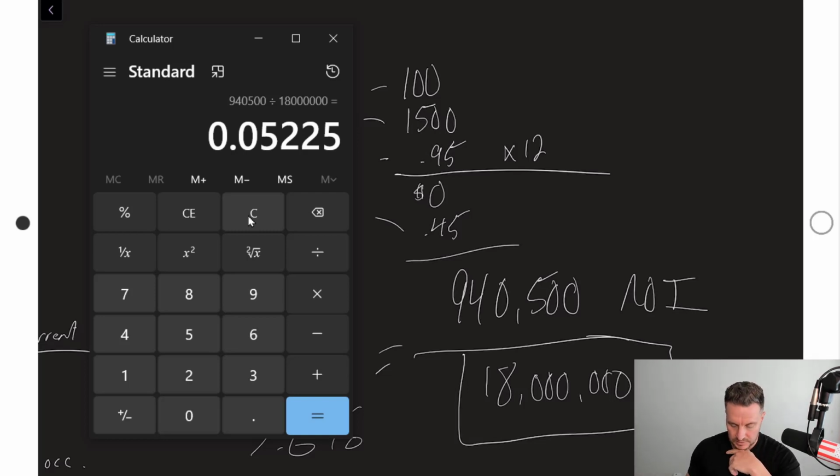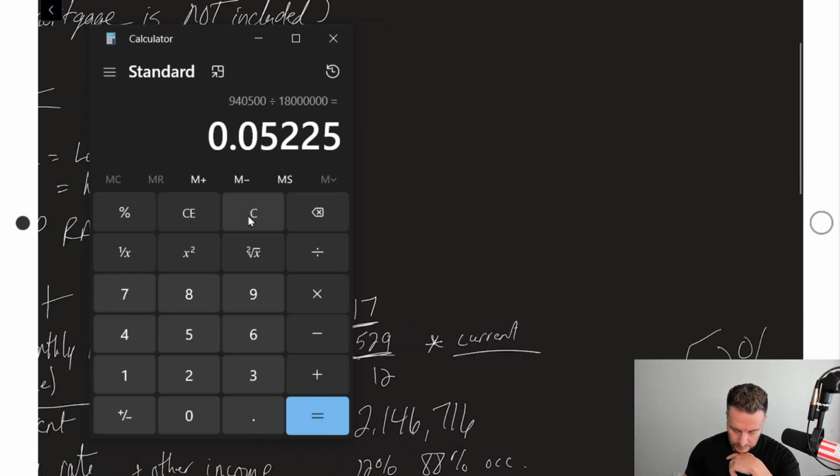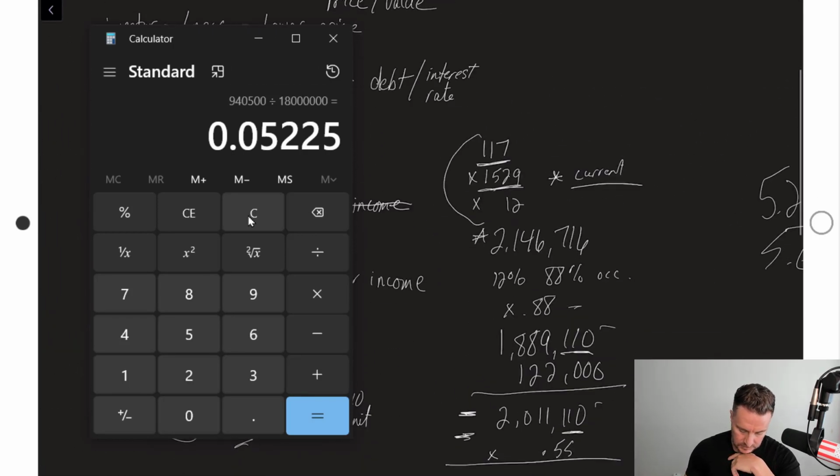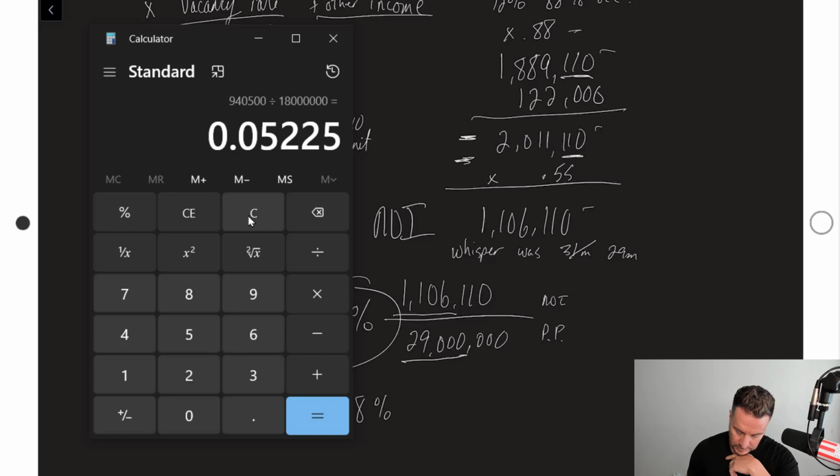It's not that complicated. Quick review, we'll do it one more time. It's number of units times the average monthly rent, then you're going to annualize it, then you're going to get a gross rent, then you're going to times it by a vacancy rate, then you're going to add other income, and then you're going to times it by your expense ratio. Boom, you get your net operating income, bring that down to your NOI formula, which is just NOI over purchase price equals a cap rate. All right.